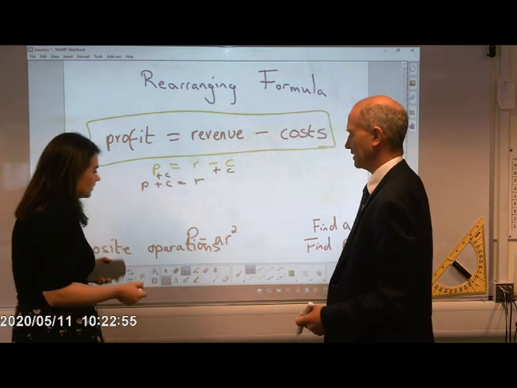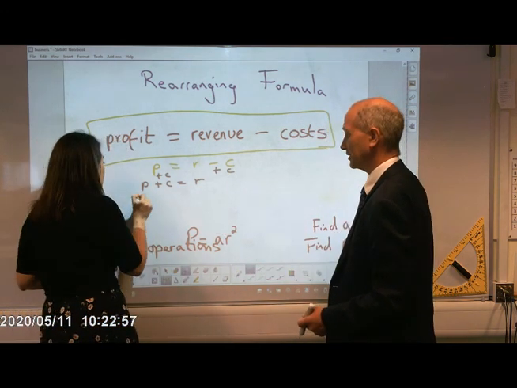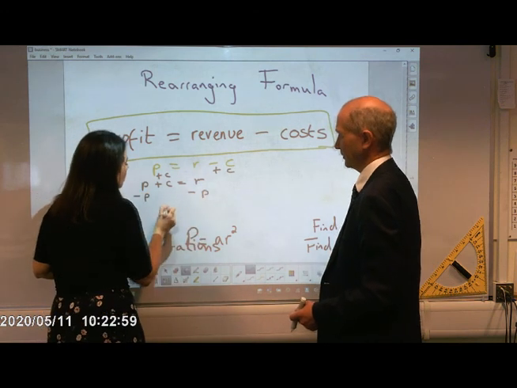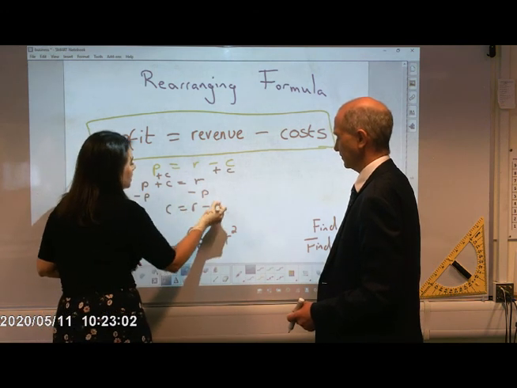Because we need him in a minute. We need him back. Okay. So now you're going to subtract P from both sides. So cost would be revenue minus the profit.